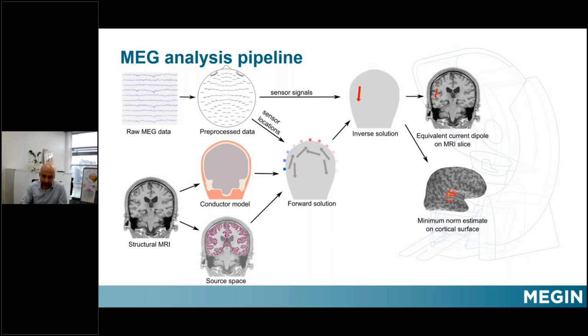The same thing is illustrated here. It's a bit complicated flow chart, but basically go from left to right. On the left, we have the MEG data and the structural MRI data. If we follow the MRI path, we derive the conductor model and the source space, as I mentioned. With those, we can then compute the forward solution, which then allows us to approach the inverse solution. The result of the inverse solution is then displayed on top of the MRI. So the three use cases are again illustrated here.